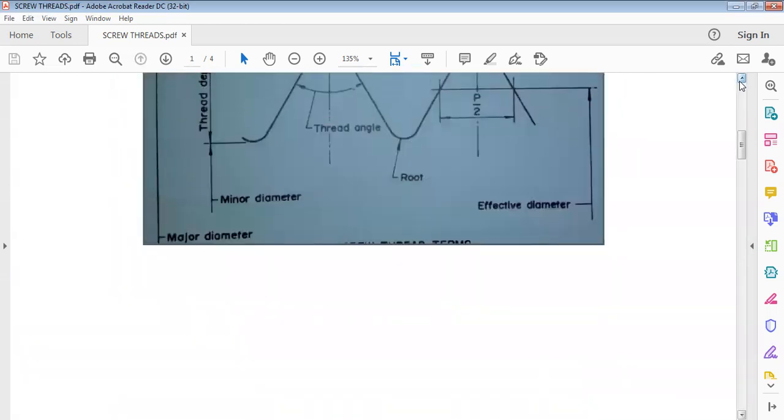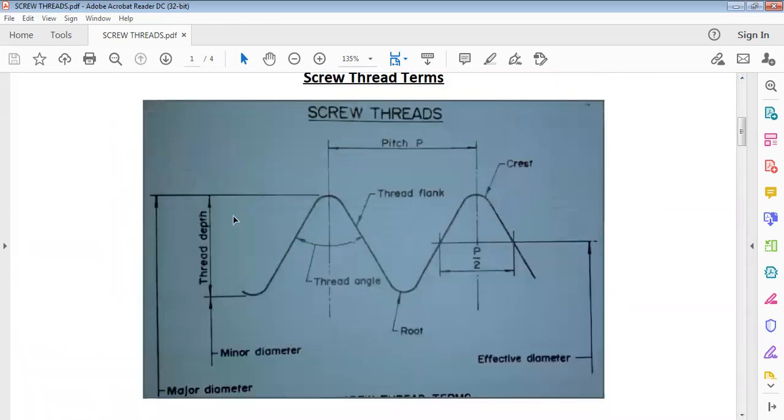So major diameter for an external thread is the distance. This is the major diameter. Distance from here to here is what we call major diameter. So for an external thread, it is the diameter on the crest. Diameter on the crest, that is the major diameter. So that is for the bolt. While for the nut, it is the distance of the root of the thread. So that is the major diameter.